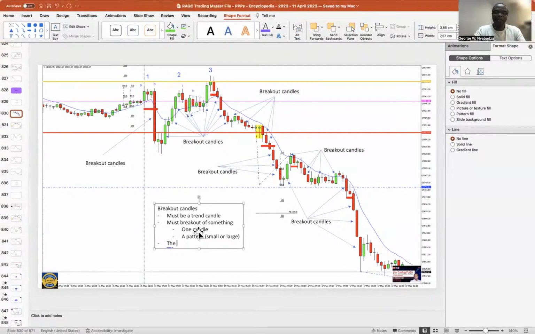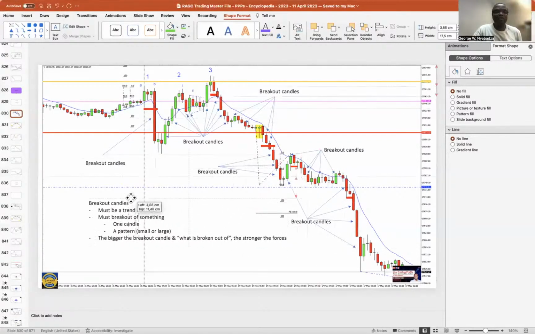Then this is probably logical. The bigger the breakout, the stronger the forces. You'll probably hear me talk of forces controlling the market. So the bigger the breakout candle, and, I'm going to put in brackets, what is broken out of? Okay, the bigger the breakout candle and the bigger what is broken out of, the stronger the forces.